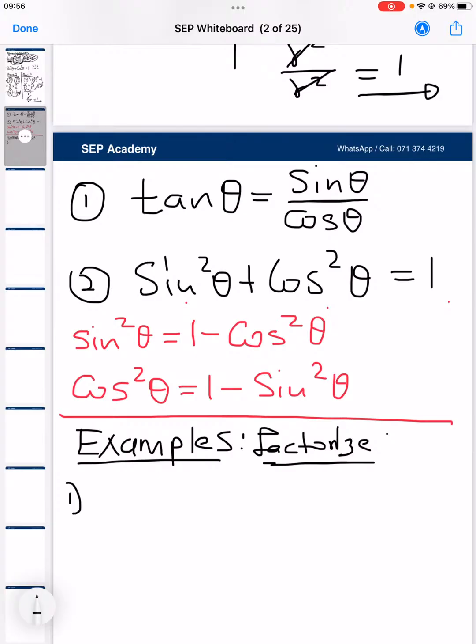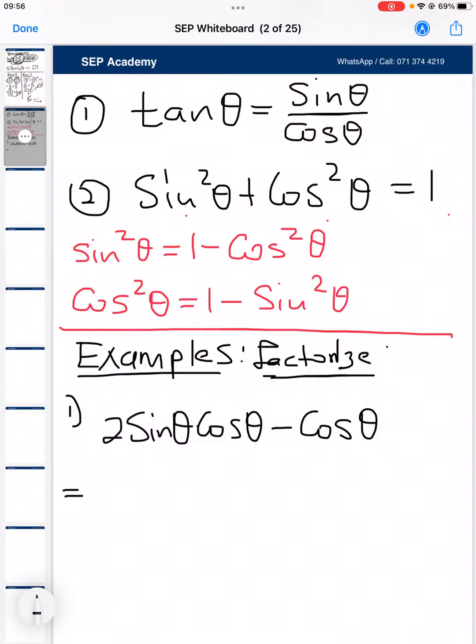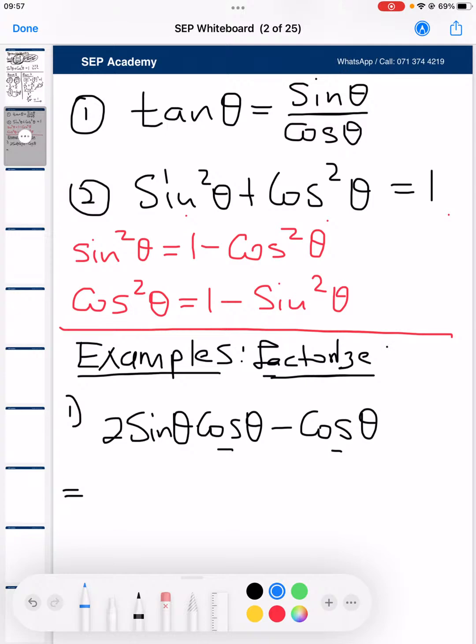So let's keep it simple and say you are given 2 sine of an angle, which is multiplying cos of an angle, where we minus cos of an angle. Okay, so what are you going to do there? It doesn't look much complicated, because when you factorize, you definitely need to take out something as a common factor if it exists. Yes, we do have that and that. Please, honorable member, do not overcomplicate this thing. It's very, very simple.